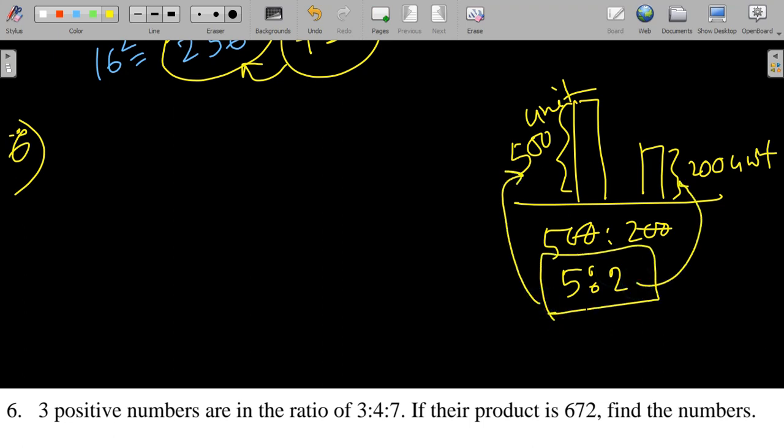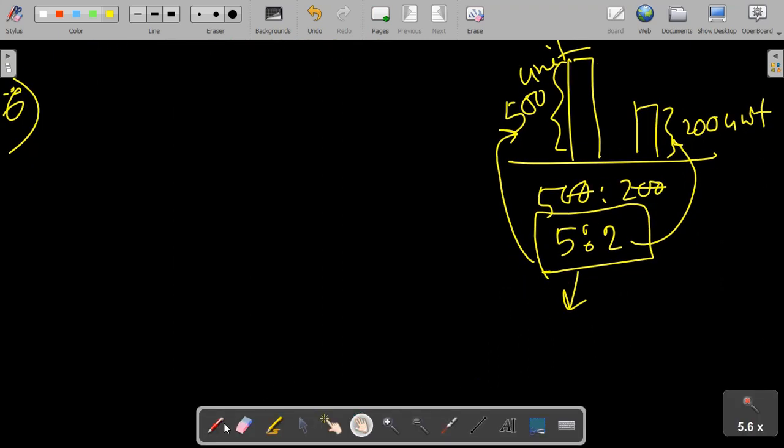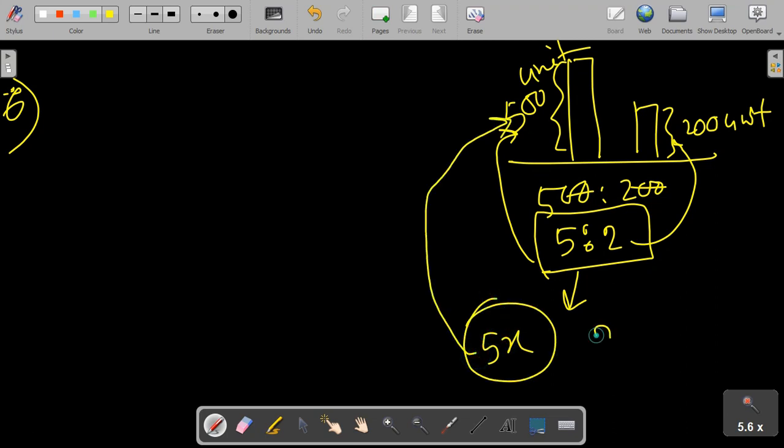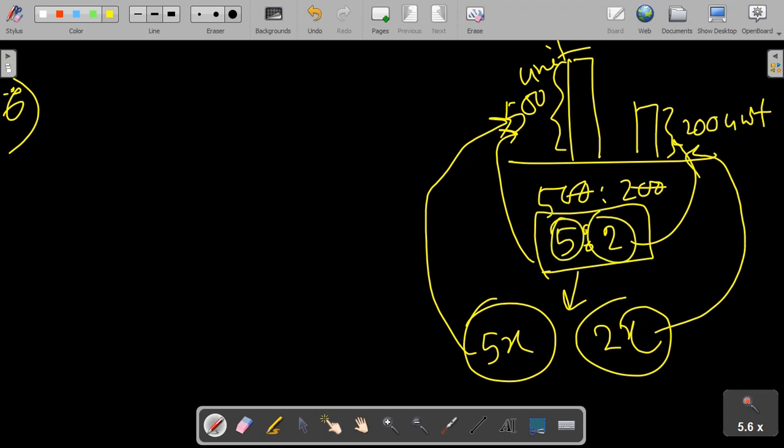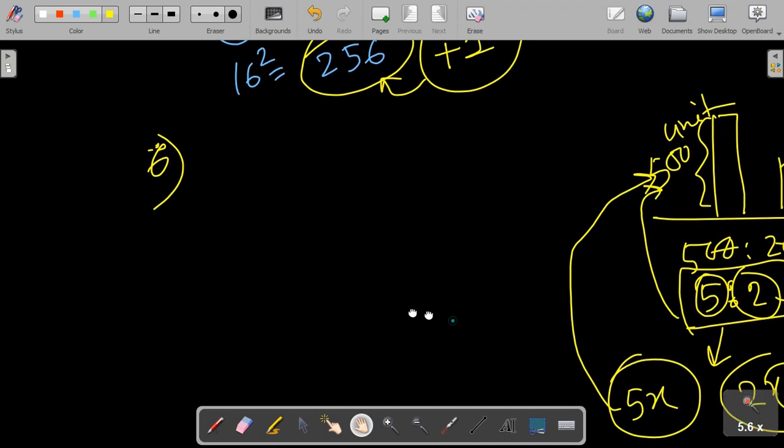Now we can separate this. We can take the height of the first building as 5x, and 2x is the height of the second building. We have separated the ratio like this. By multiplying by any variable like x, k, or any alphabet you can take, you can separate the ratio. So here also we'll do the same kind of thing.